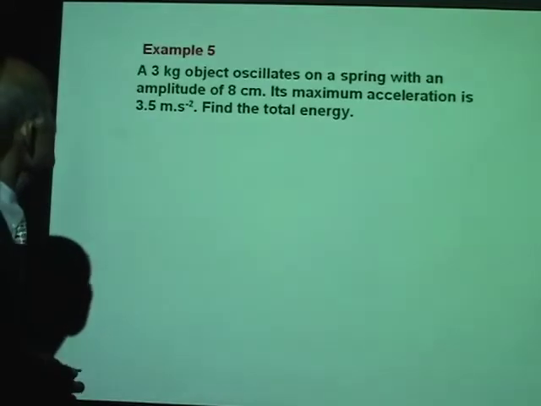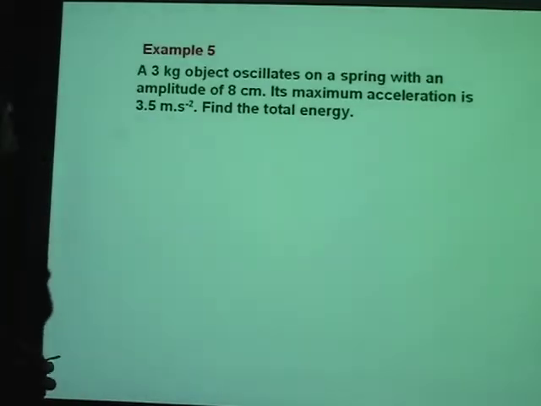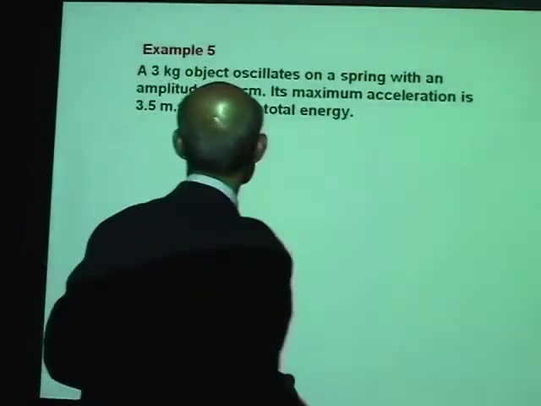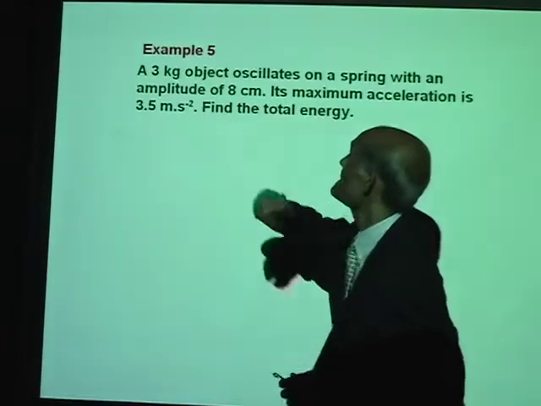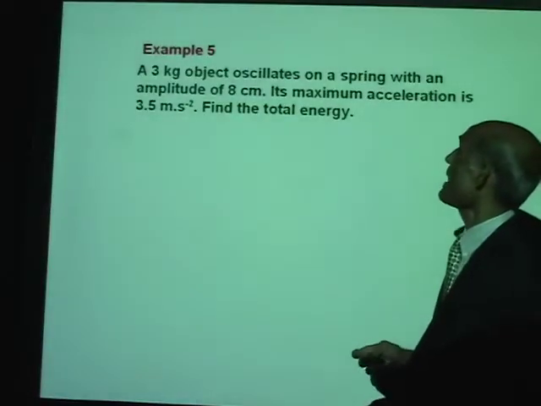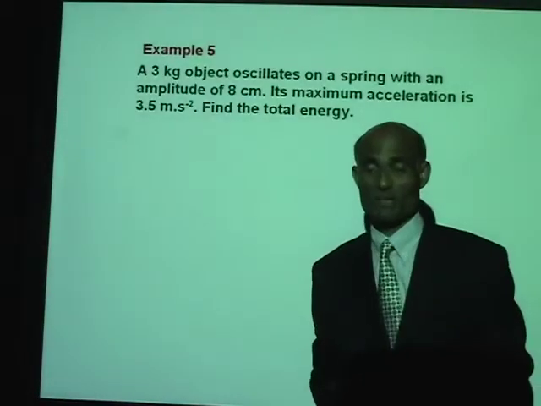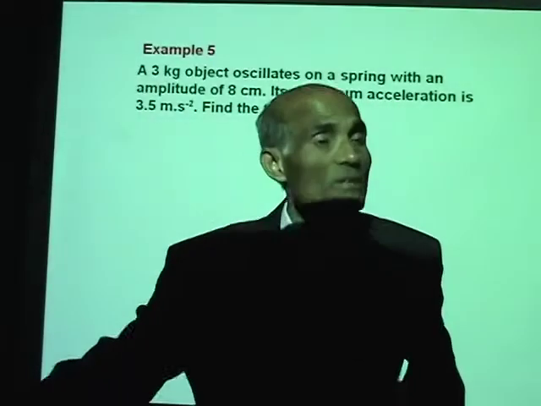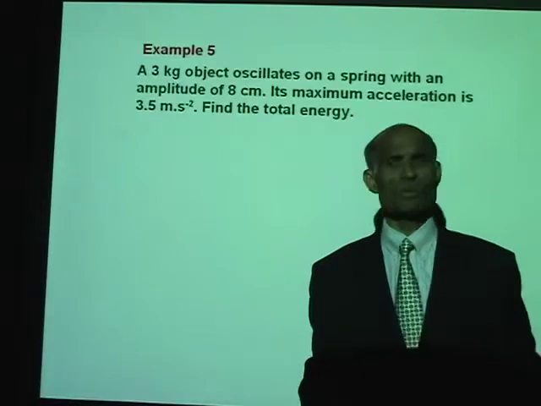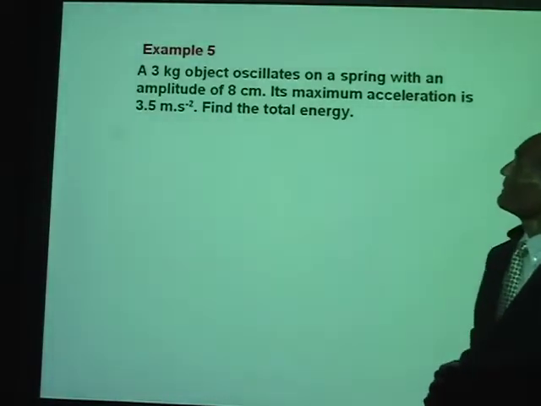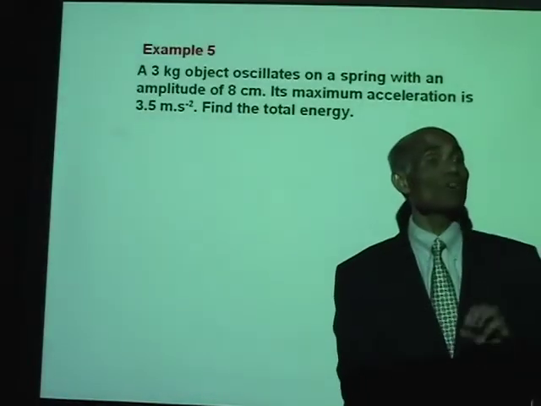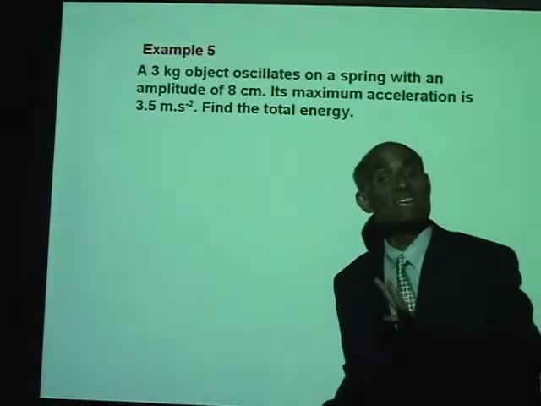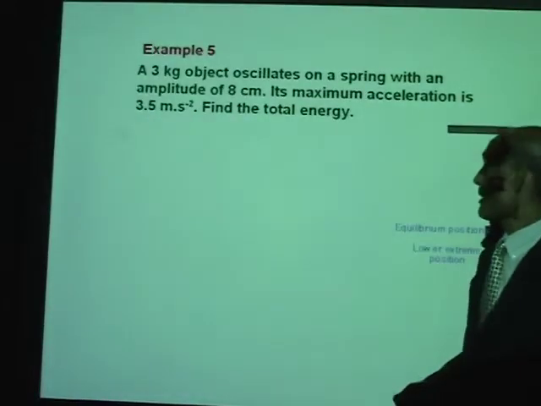A 3 kilogram object oscillates on a spring with an amplitude of 8 centimeter. Its maximum acceleration is 3 meters per second squared. Find the total energy. Well, if you want to find the total energy, what's the equation for the total energy? Total energy is 1/2 kA squared. Is that right? All right.